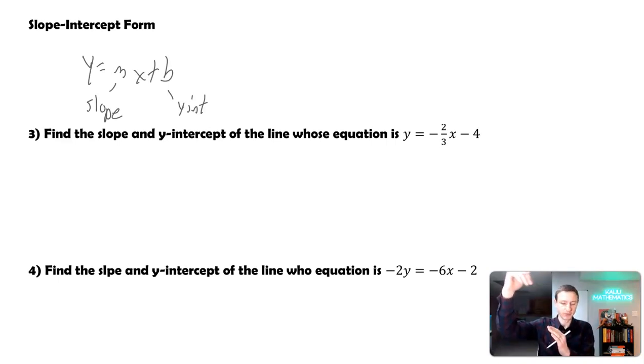Is it a positive slope up to the right? Is it a negative slope down to the right? What does that line actually look like? That slope will indicate that for us.